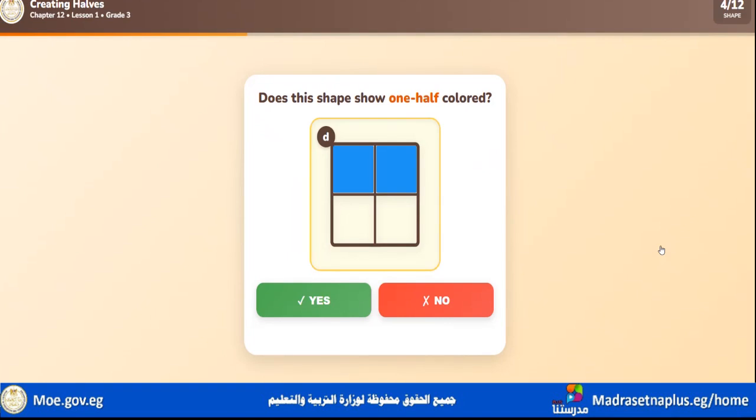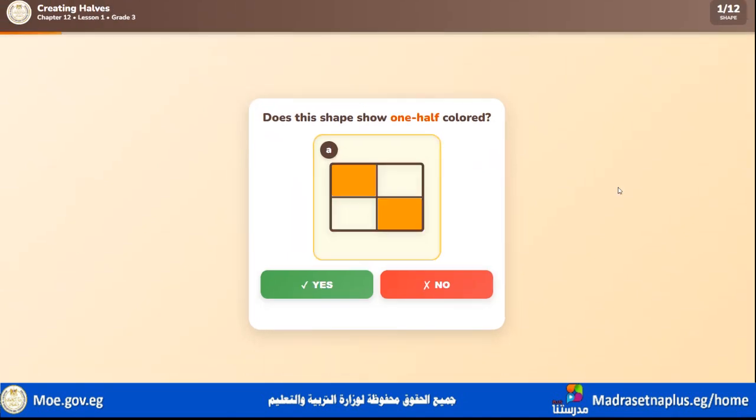The first lesson of chapter 12, I think, will be a good game for you. Okay, in front of you are some shapes. Just determine if the shape shows one half or not. If the colored parts equal half, just click yes. If they aren't, click no. Okay, does the shape show one half?